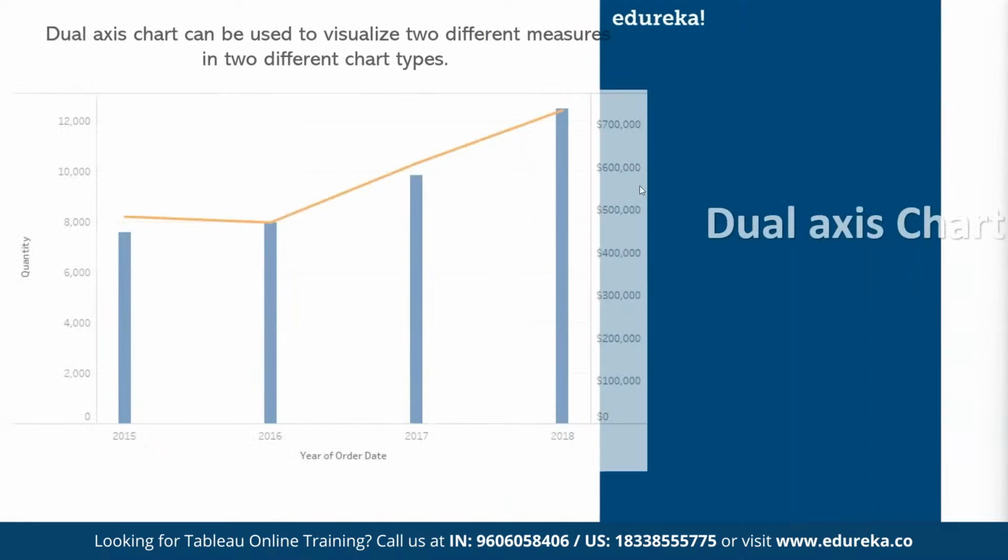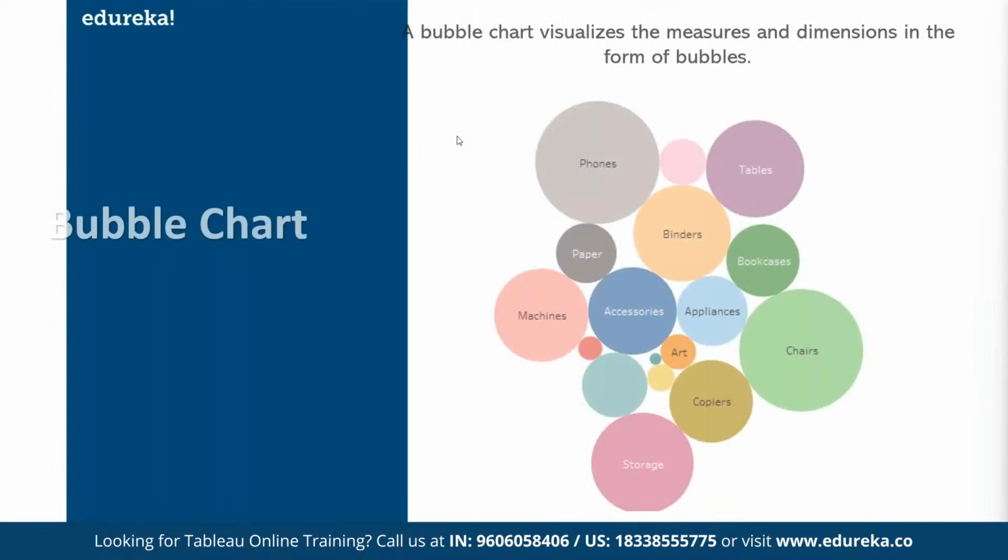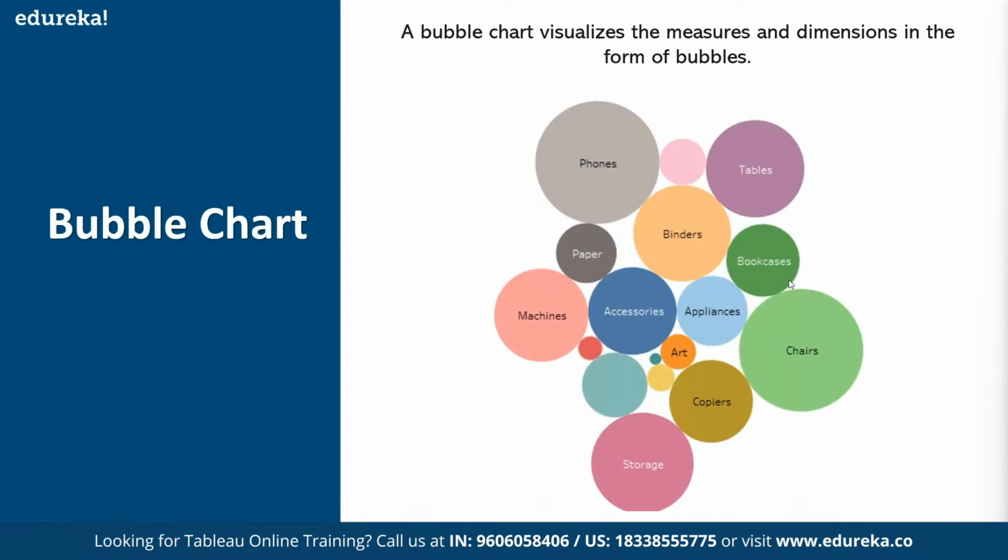And we have a dual axis chart, which we can use to visualize two different measures in two different chart types. And an interesting one is the bubble chart, which I'll use to create a scatter plot. You can think of it as a combination of a scatter plot, along with controlling the size of my individual data points with reference to another continuous value. So that's the scenario where we'll be using the bubble chart.